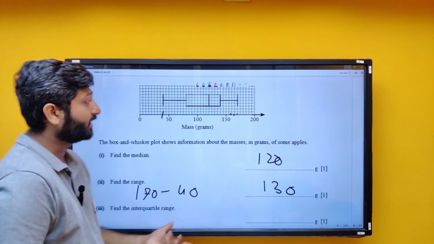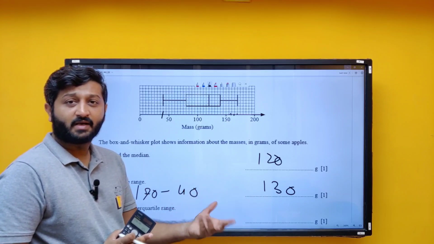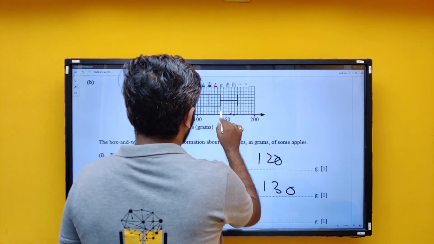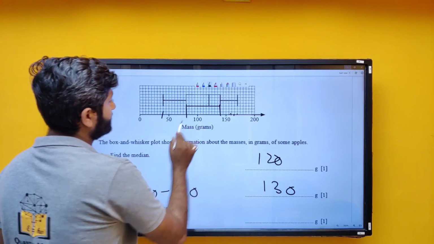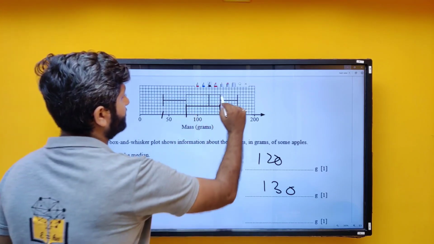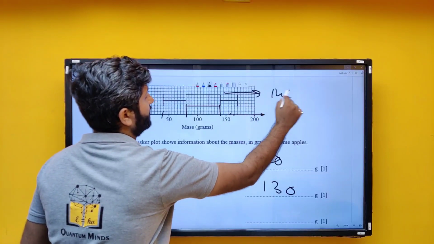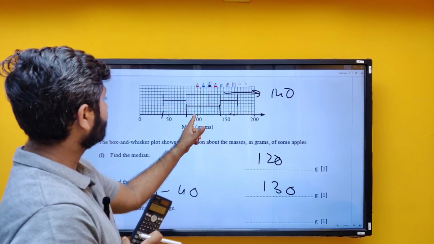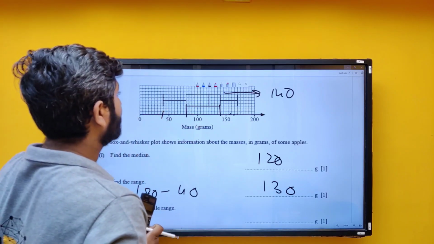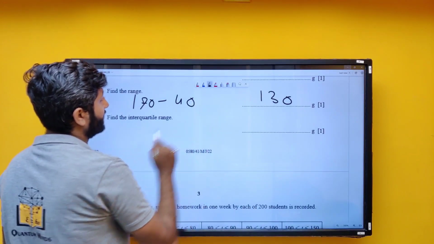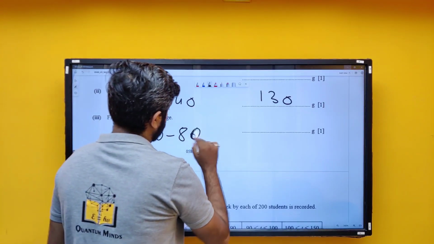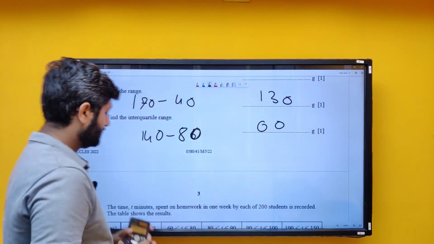Next, find the interquartile range. Interquartile range is upper quartile minus lower quartile. The value of the upper quartile is 140 and the value of the lower quartile is, counting 90, 85 and 80, the lower quartile is 80. So we have 140 minus 80, which is 60.